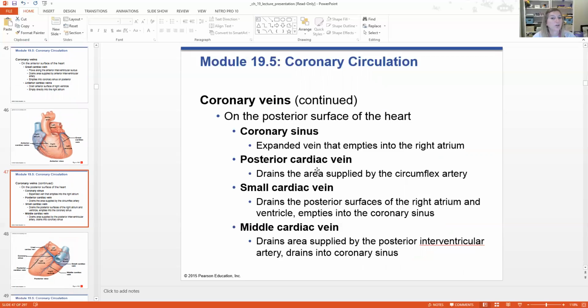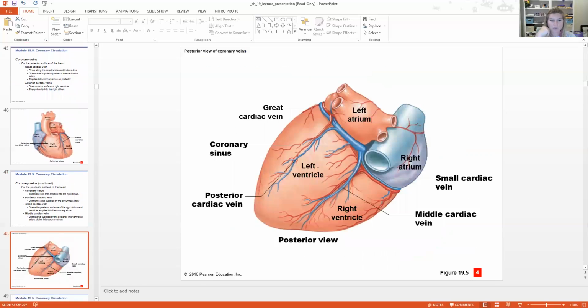You also have the posterior cardiac vein, which is draining that whole area supplied by the circumflex artery. The small cardiac vein and the middle cardiac vein are back there as well. And you'll have a chance in lab to see these. On a test or quiz, I would just be doing descriptions of these, or in an essay or a case study, I might ask you to name the arteries that are on the back of the heart or the front of the heart, or the arteries that go here or go there.